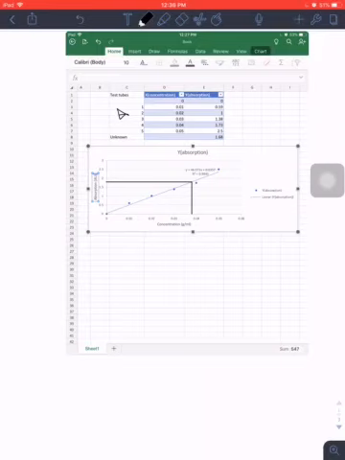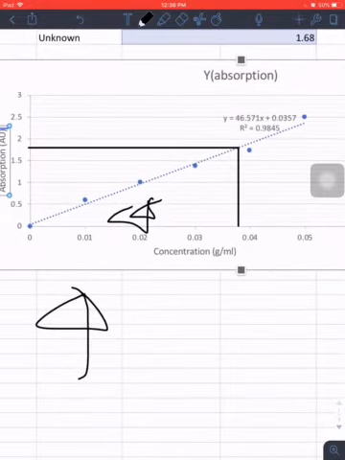So what we did is we created a standard curve, and this is the graph right here. Within the standard curve, we have the best fit line right here. This best fit line shows us how, as the concentration increases, so does the absorption. Now that we know the unknown value's absorption is 1.68, we can go to the graph, zoom in, go to 1.68 and make a straight line all the way until we touch the best fit line.